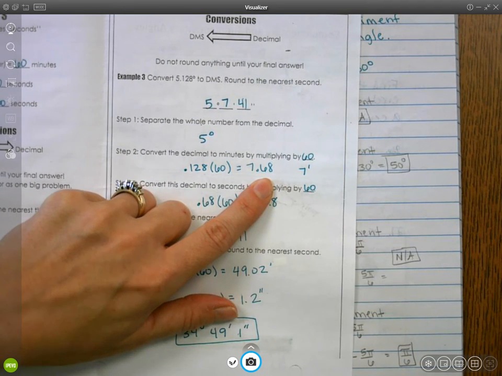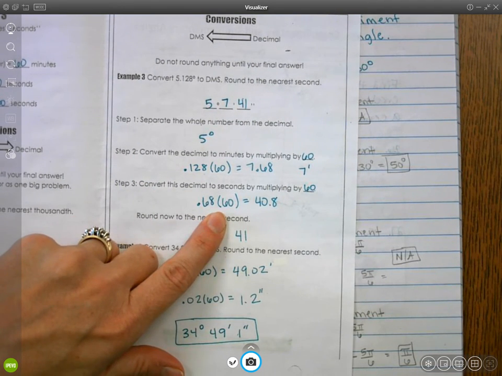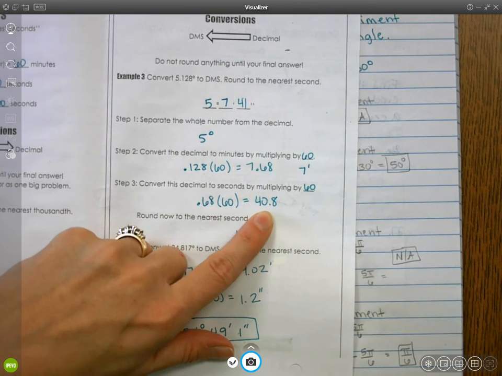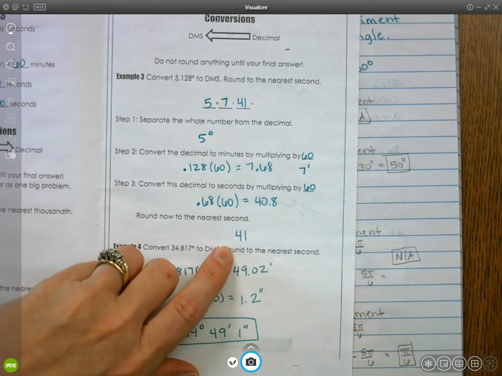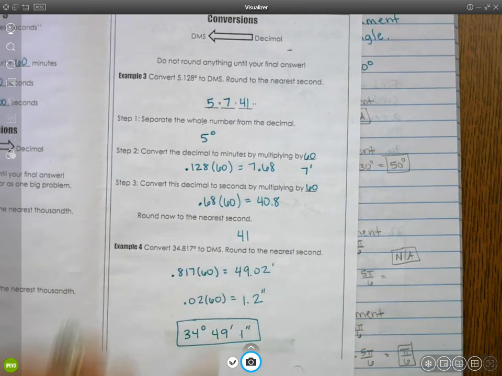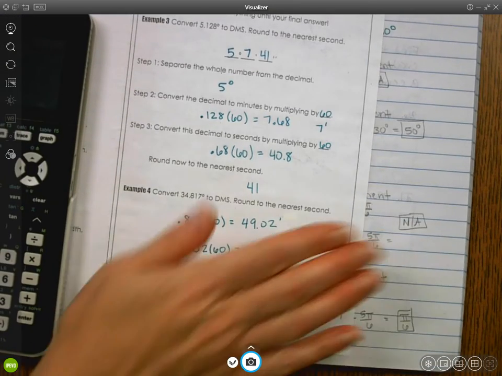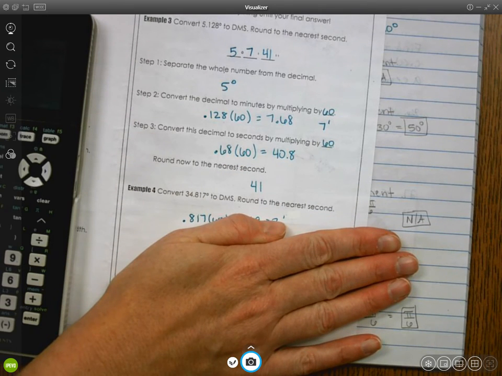To convert that to seconds, we still just multiply by 60, because it's 0.68 minutes that we're going to times by 60 and get 40.8 seconds. And it said to round to the nearest second, so that's going to round up to 41. So try the next one, and then see if you get the same answer as me.